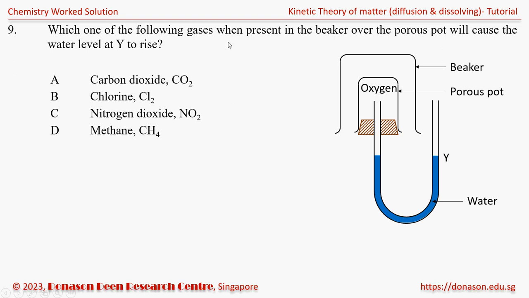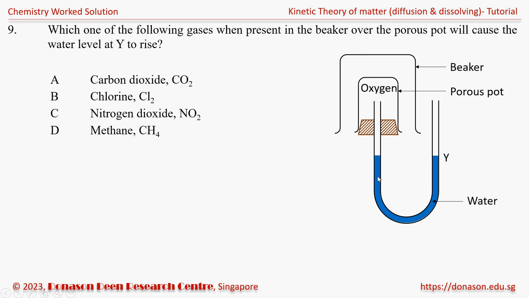Which one of the following gases when present in the beaker over the porous pot will cause the water level at Y to rise? So we want the right hand side, the Y is on the right hand side. So if you want this water level to rise, of course, the one on the left hand side should be dropping.